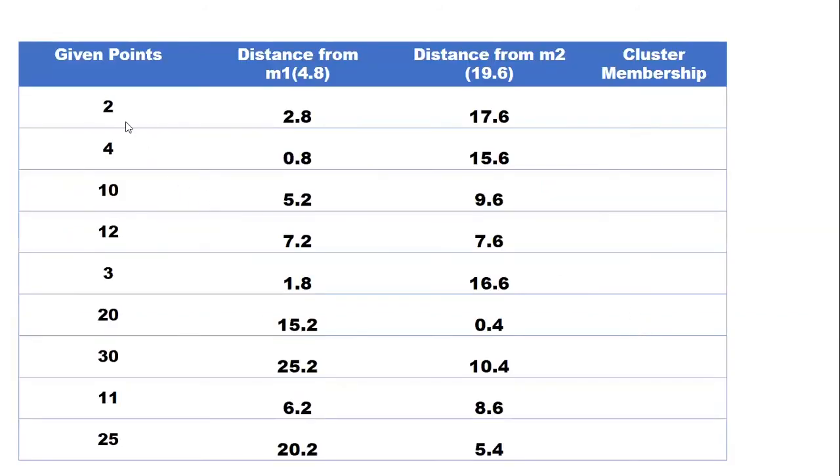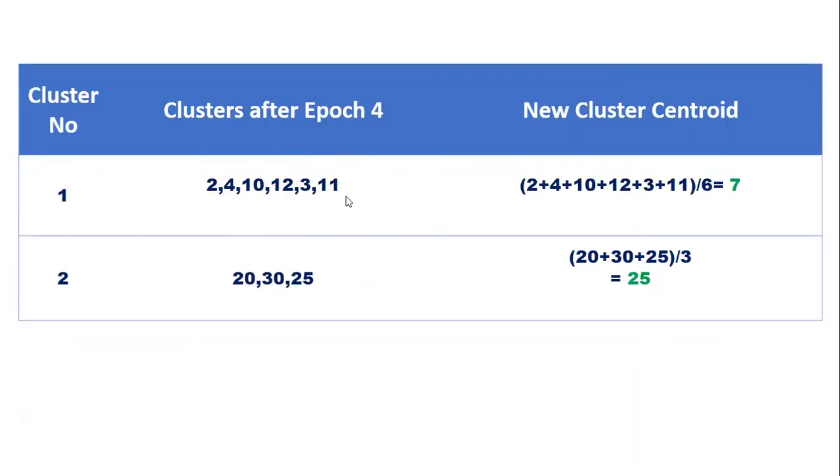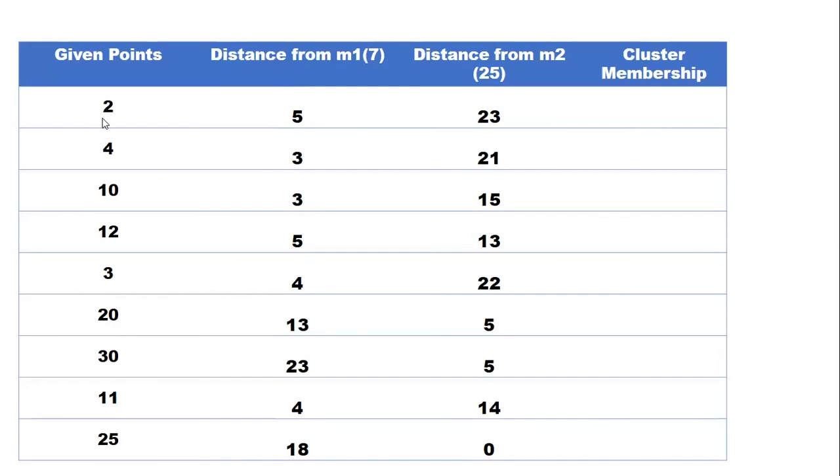In epoch 4, find the distance between the points and the new cluster centroids 4.8 and 19.6 using the Euclidean distance, square root of (x1 minus x2) the whole square. Assign cluster membership based on the shortest distance. 2 is assigned to C1, 4 is assigned to C1, 10 assigned to C1, 12 assigned to C1, 3 assigned to C1, 20 assigned to C2, 30 assigned to C2, 11 assigned to C1, and 25 assigned to C2. These are the new cluster members. Recompute the cluster centroid. This is 7 and the second has the cluster centroid 25.